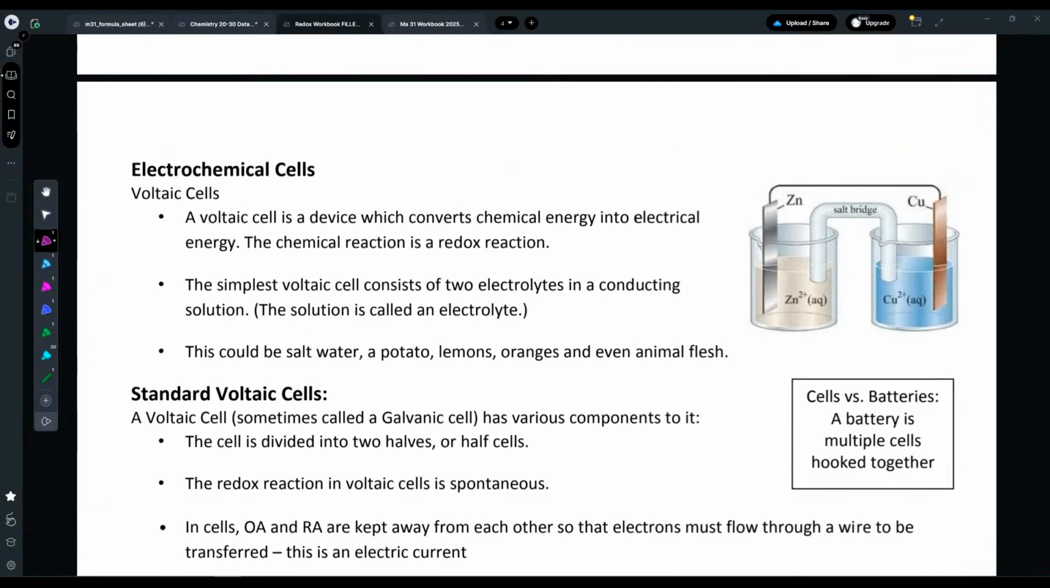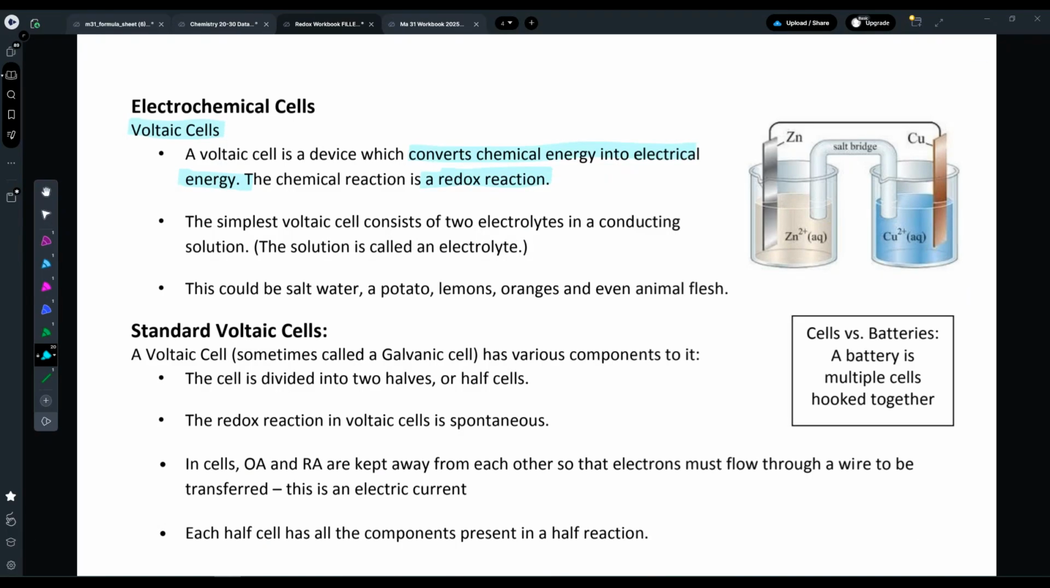And the way that this happens is through a redox reaction. Now, the simplest Voltaic cell consists of two electrodes in a conducting solution, and that solution is called an electrolyte. Okay, so you need to know what a Voltaic cell is, and you need to know that it converts chemical energy into electrical energy using a redox reaction.